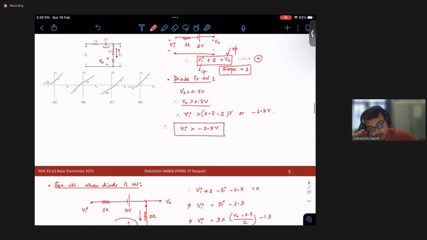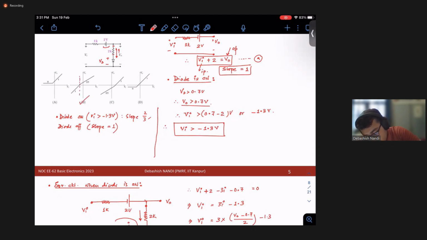So again, going to the options. Diode on when Vi greater than 1.3 volt, slope 2 over 3. When diode is off, my slope is 1. So the curve seems similar. The higher one would be 2 over 3, right? And this seems to be the right option.